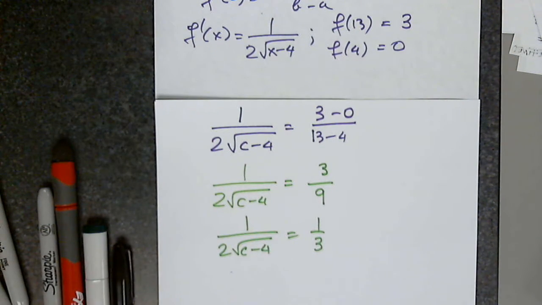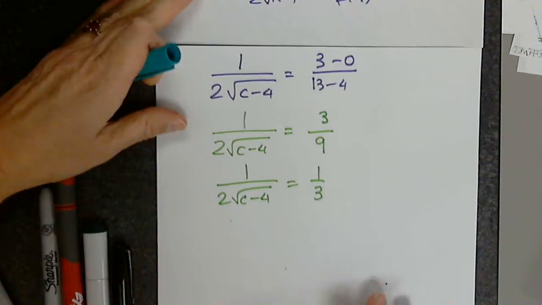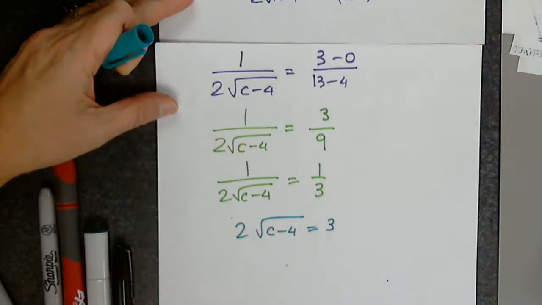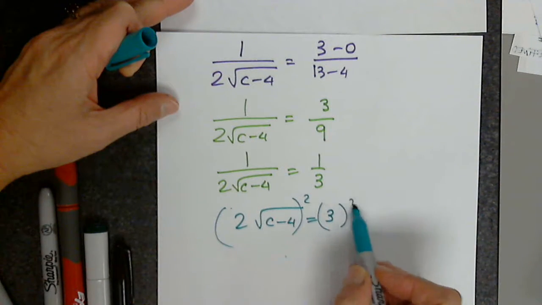Two fractions are equal and they have the same numerator. What has to happen here for them to be equal? The two denominators have to be the same, or just cross multiply if you want, you'll get the same thing. So 2 the square root of c minus 4 must equal 3. This is a radical equation. I have to square both sides.